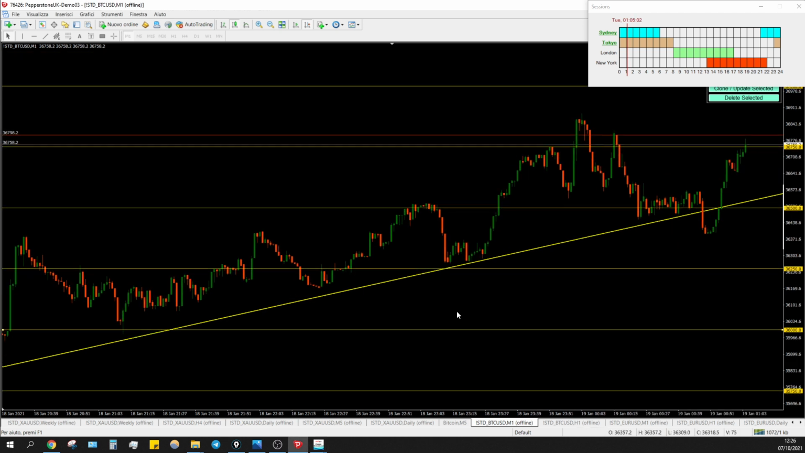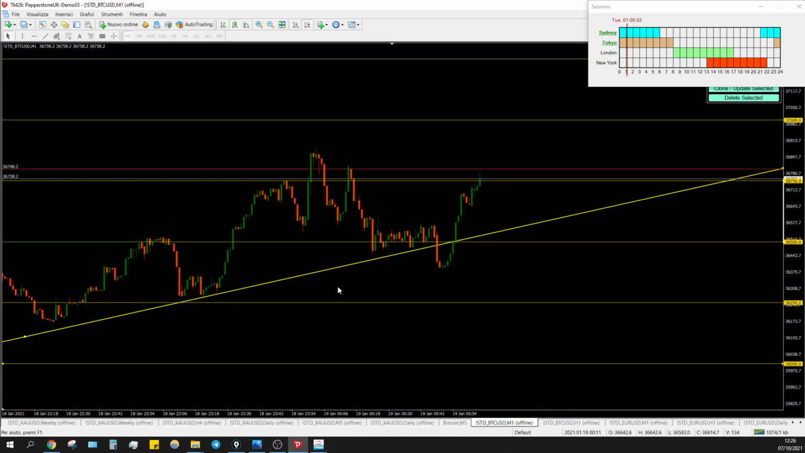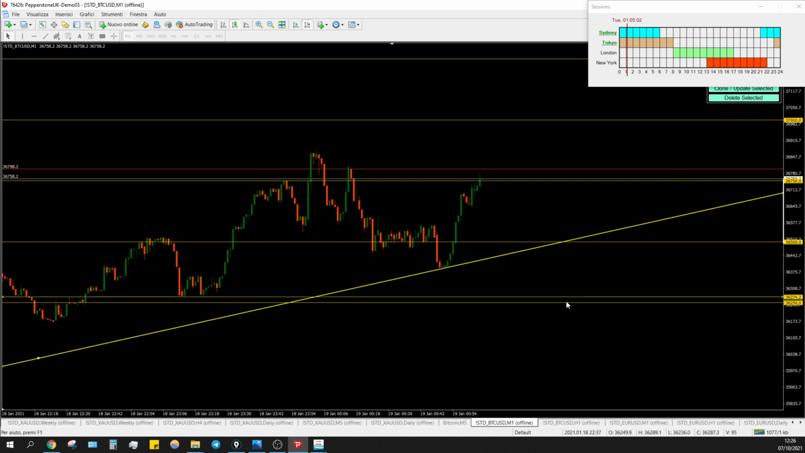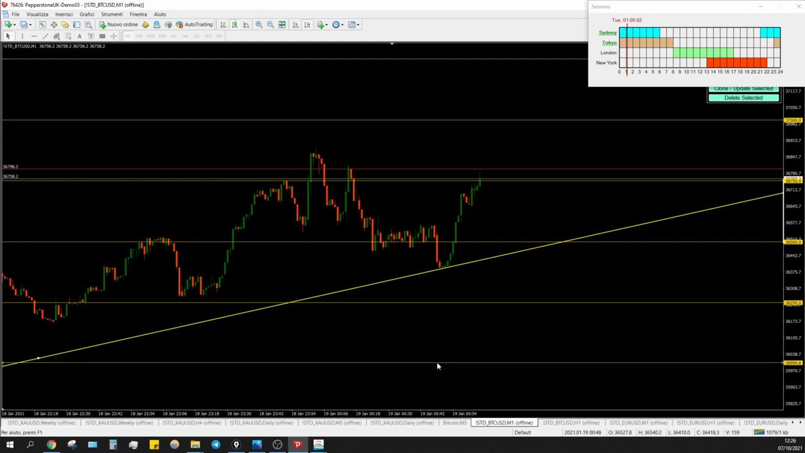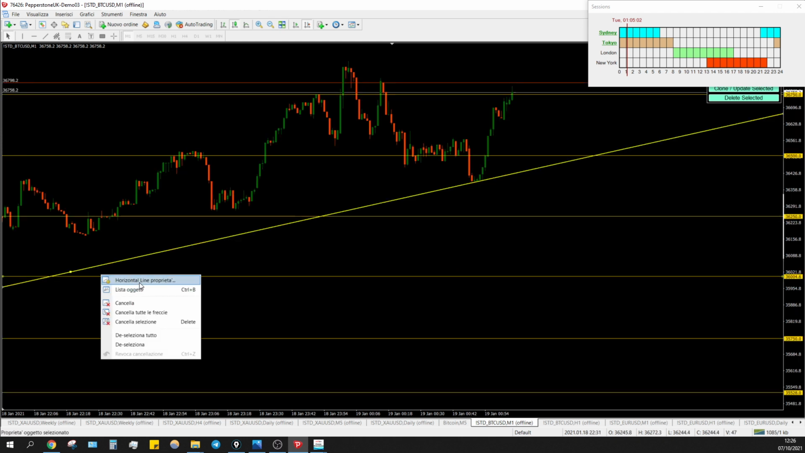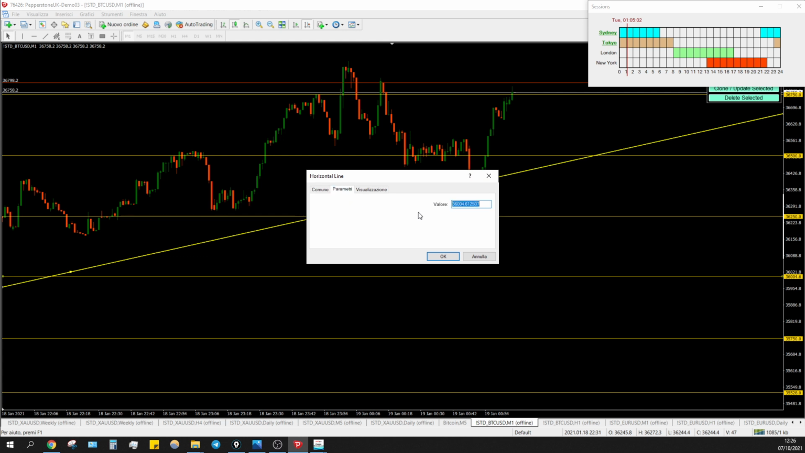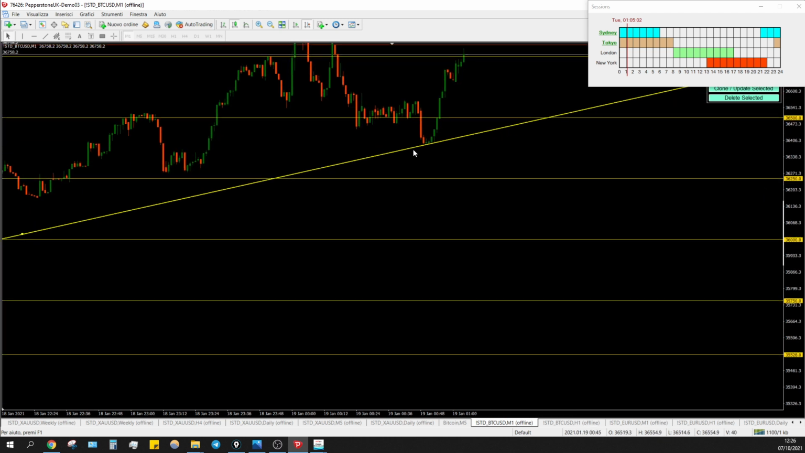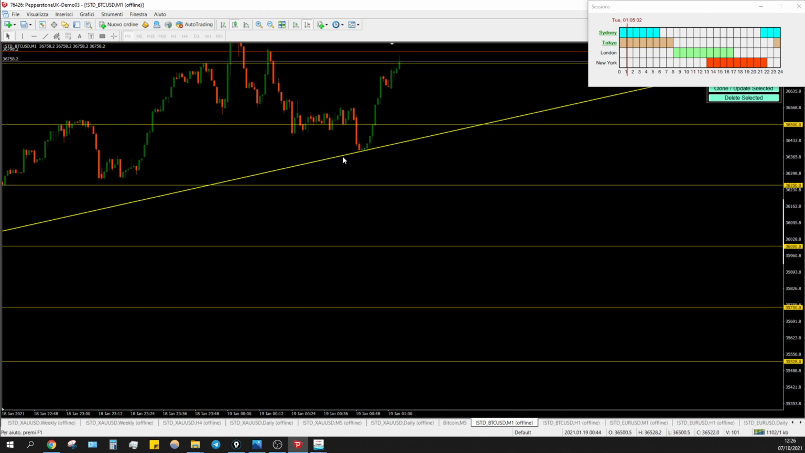Okay, as you can see, the trend line doesn't really matter. The trend line does only show visually the trend, but we need to base it on price points, not on the visual trend.